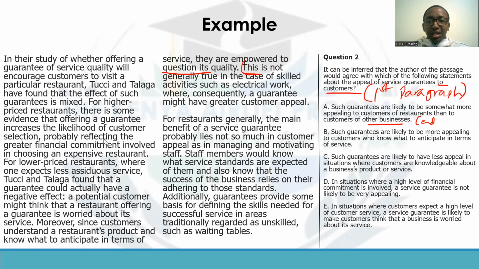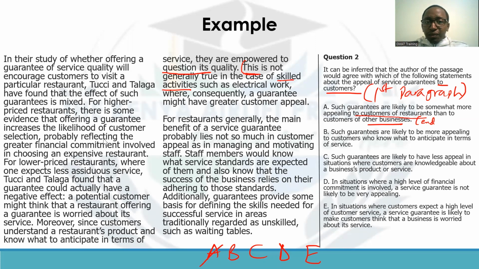So such guarantees are likely to be somewhat more appealing to customers of restaurants. We know it's just low end restaurants, not all restaurants, and to customers of other businesses. Again, this is just skilled activities. You'll notice that it's not other businesses. So for that reason, we can eliminate A. It's not really correct. It may seem so at first, but it's just inferring partially what the author would agree to.